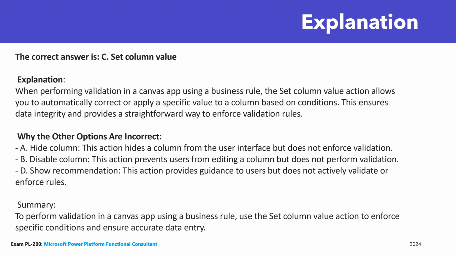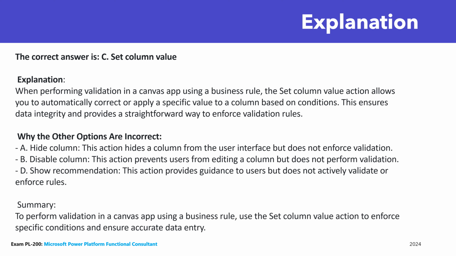The correct answer is C. Set column value. Explanation: When performing validation in a Canvas app using a business rule, the set column value action allows you to automatically correct or apply a specific value to a column based on conditions. This ensures data integrity and provides a straightforward way to enforce validation rules.